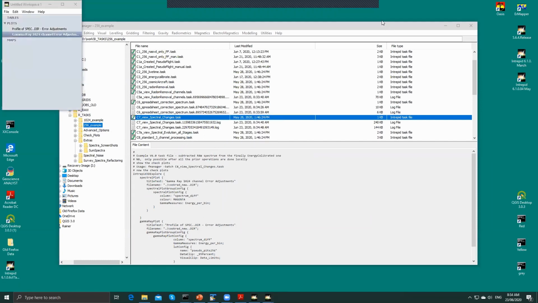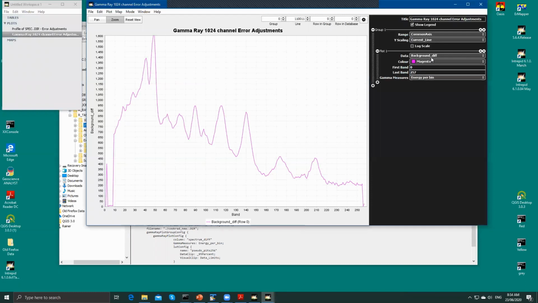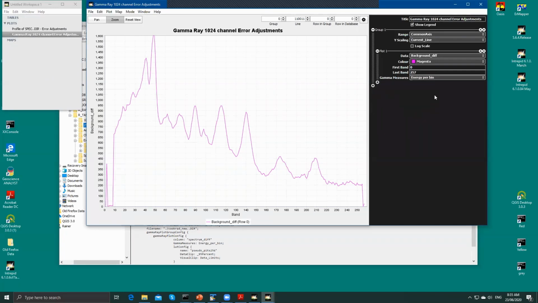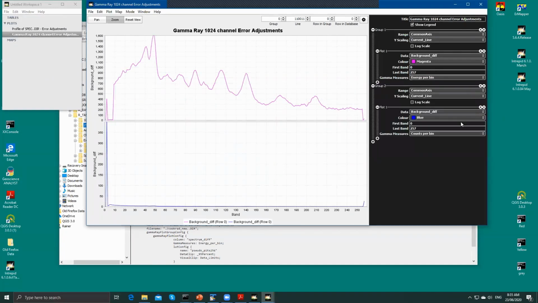Didn't do the DB edit task, so we have now here a background difference, one spectrum by the other, channel per channel, and we should get the radon differences as well. Oops, hold on, I want to have it in a different plot. So, you both see that? Yes. Yeah. That is basically the difference.